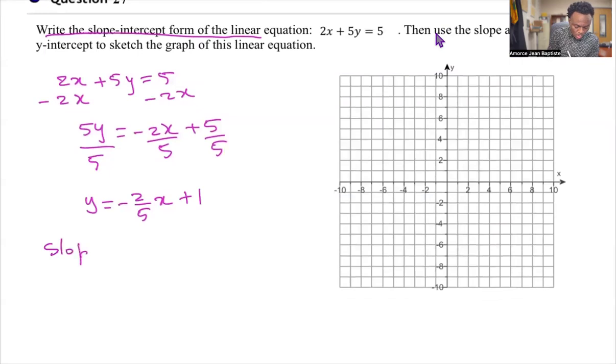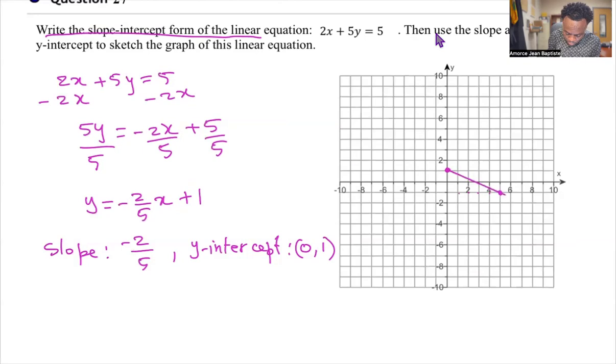Your slope is negative 2 over 5, and the y-intercept is (0, 1). So from 1, go down 2 over 5, and then we connect, and then we extend this on both sides, and that is the graph.